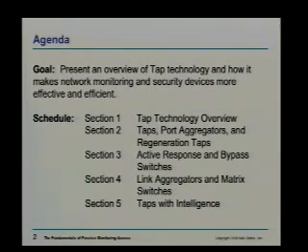And then we're going to jump into link aggregation and matrix switches and really how to leverage your existing tool set. We know you have all these expensive tools. There's got to be a way to get leverage out of those and gain visibility across multiple network links. And then we're going to wrap up with some TAPs with intelligence.